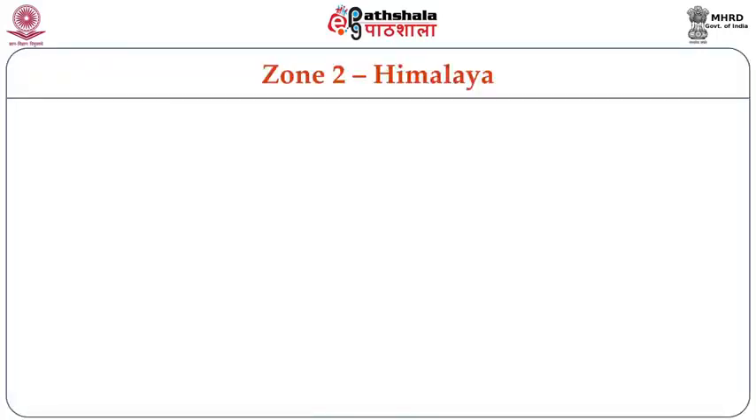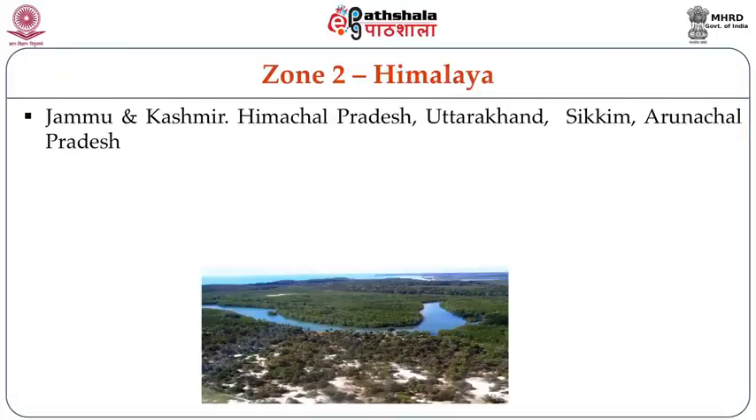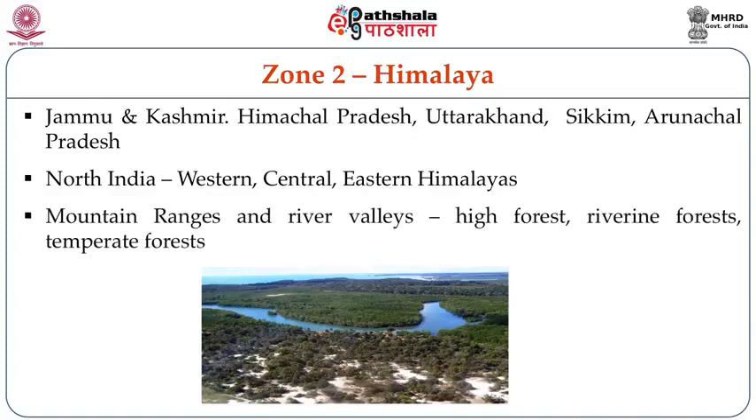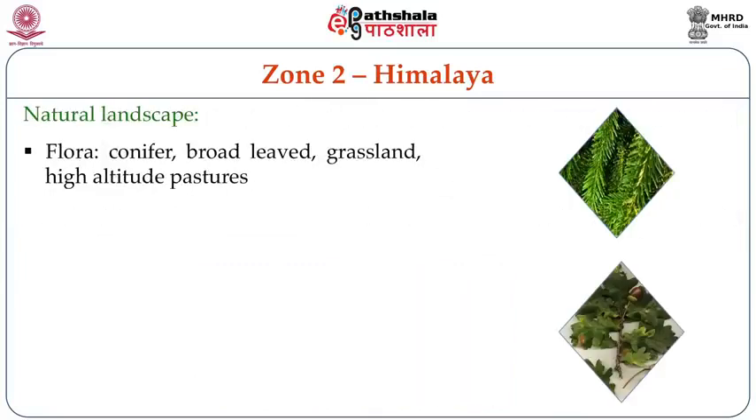biogeographic region. The Himalayan zone is found in Jammu and Kashmir, Himachal Pradesh, Uttarakhand, Sikkim, Arunachal. And this is the northern belt of India, which is the mountainous belt. And within this mountainous belt, there are the western, central, and eastern Himalayas, which have different biogeographic entities. The mountain ranges and river valleys therefore consist of a very large variety of what is happening on the ground. The natural landscape of the flora is coniferous forest, broadleaf forest. They have high altitude grassland or pastures.